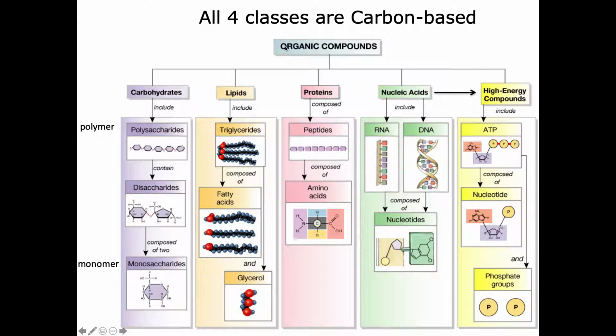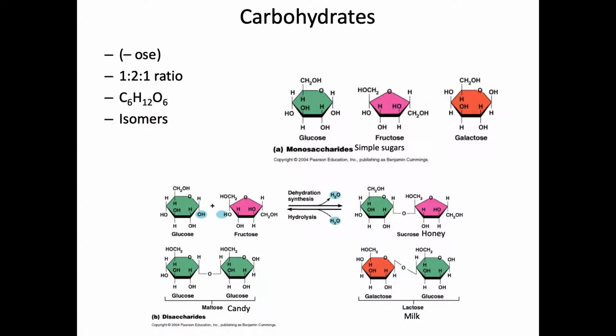For this class, you guys will have to know the 4 different classes of carbon-based or organic compounds, the classes, and what are examples of each of them, what are the monomers of each of them, okay? So let's talk about carbohydrates. Anything that ends in OSE, with the suffix OSE, is a sugar. For example, we have glucose, it ends in OSE, fructose ends in OSE, galactose, OSE, sucrose, OSE, okay?